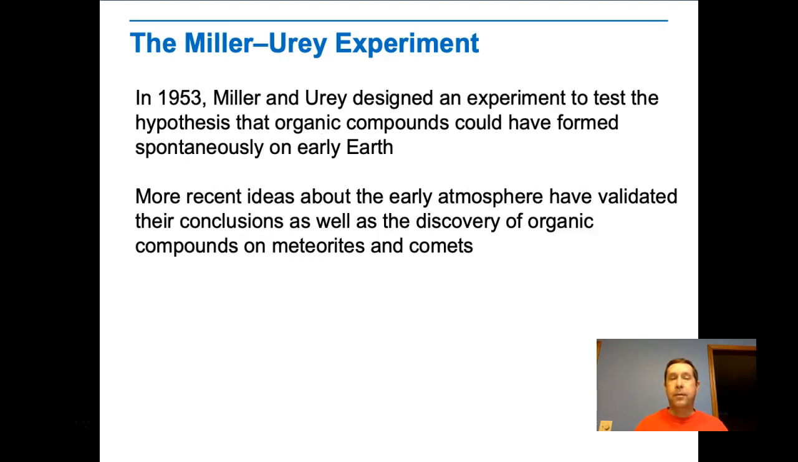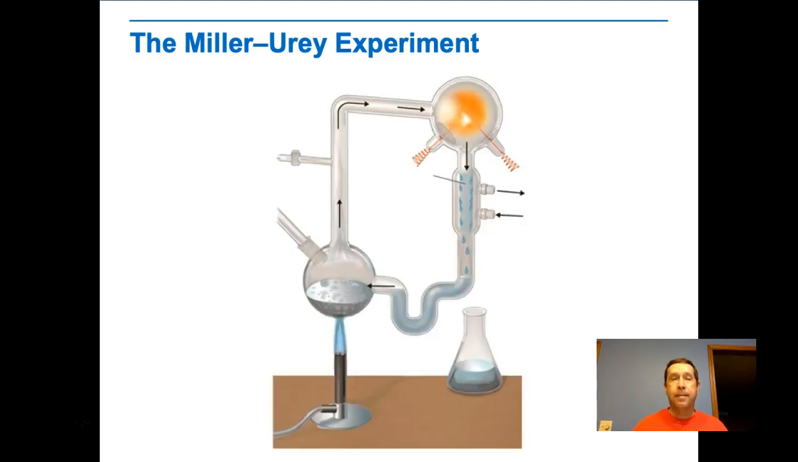In 1953, two scientists, Miller and Urey, designed an experiment to test the hypothesis that organic compounds could have formed spontaneously on early Earth. More recently, we've changed the experiment to fit with the current data, and it showed not only did their experiment show that we could have these organic compounds, but we found organic compounds on places like meteorites and in comets. So here's kind of what it looked like.